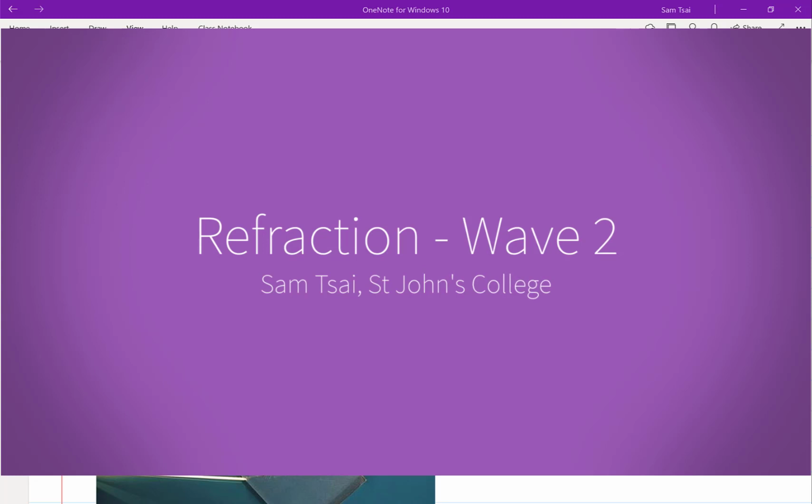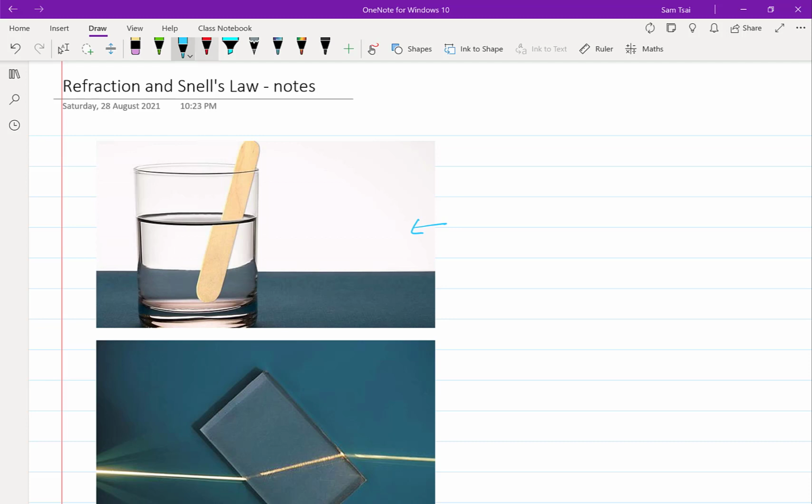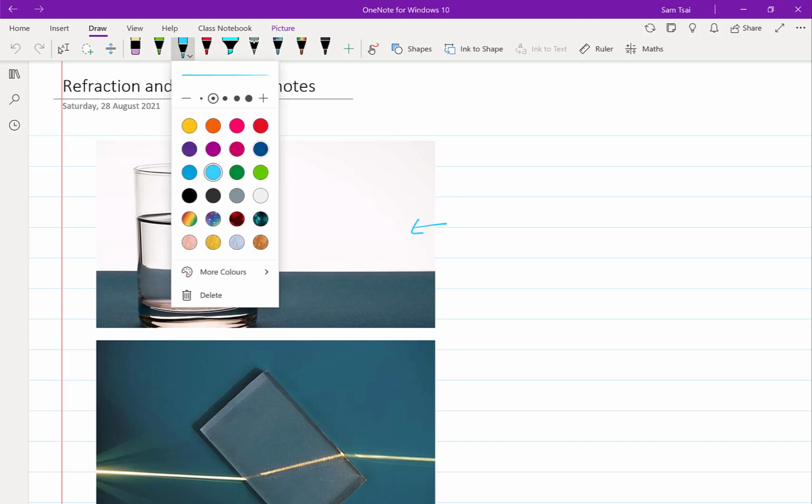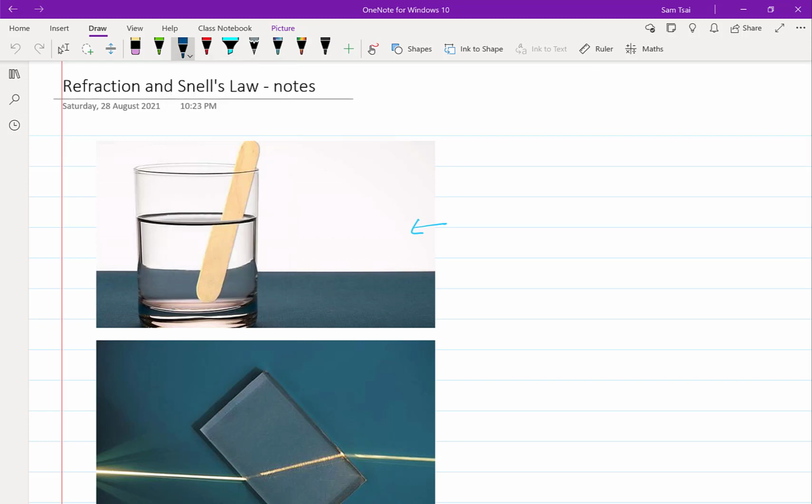Today we are talking about refraction. I think this is a phenomenon that is easy to see in everyday life. You can just go to the kitchen and get a cup of water and a spoon or a fork or a knife, and then you will see this phenomenon in water, of course.